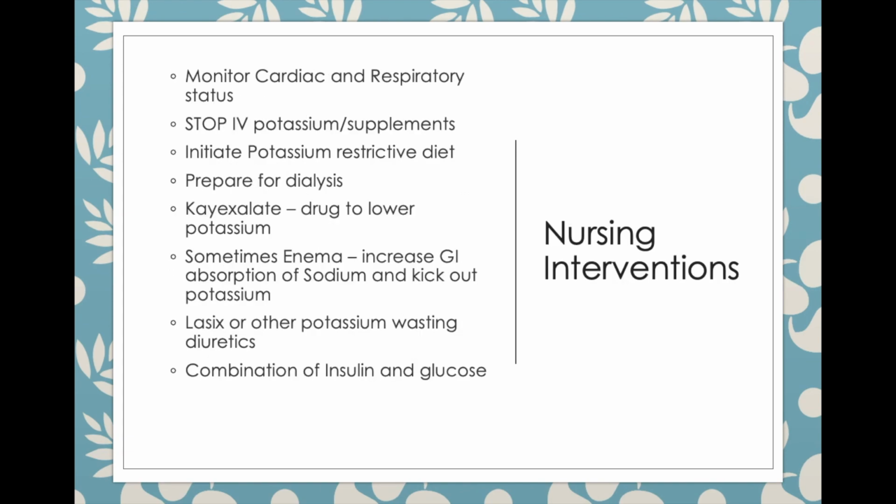Okay. So as a nurse, you want to monitor the cardiac and respiratory status. You want to stop any IV potassium supplements that the patient is having, if there are any. Usually the drug of choice, you could actually use insulin, if the patient can tolerate it. Basically, if you give insulin, it drives potassium inside the cell, but then you have to monitor the patient's blood glucose level, and if it goes low, then you have to give them dextrose. So it's kind of complicated.